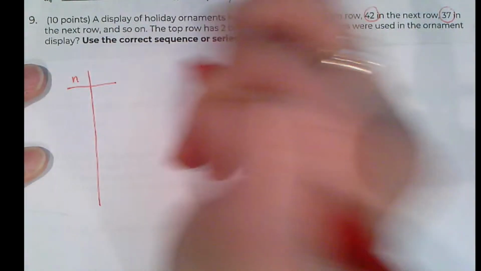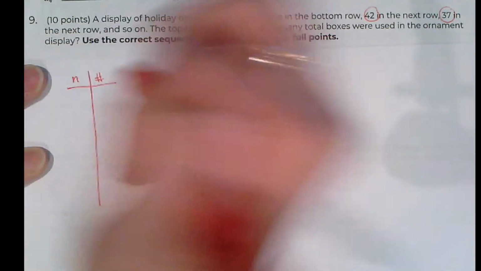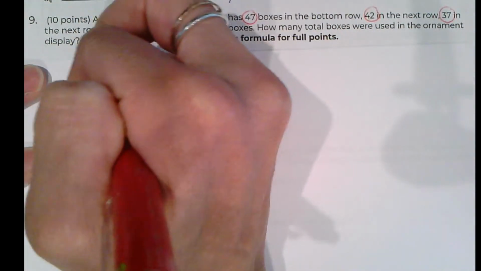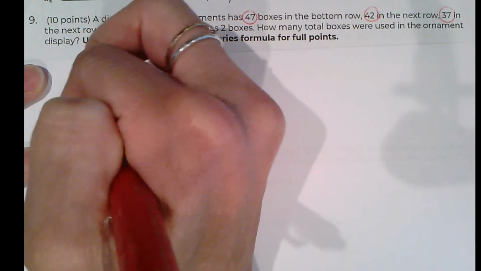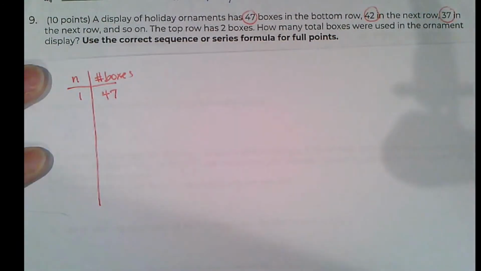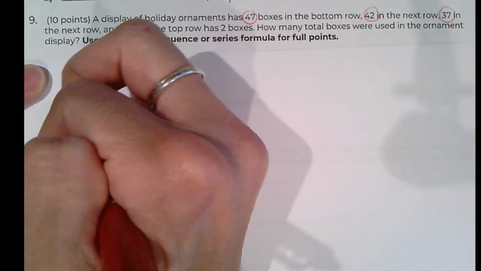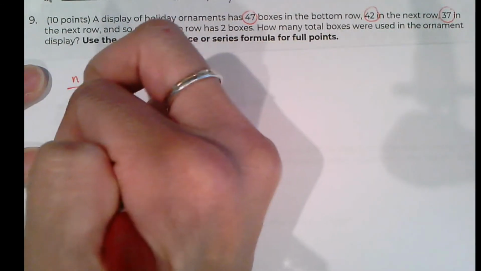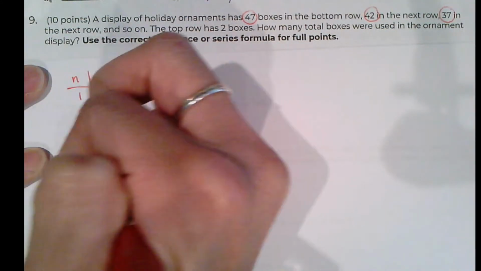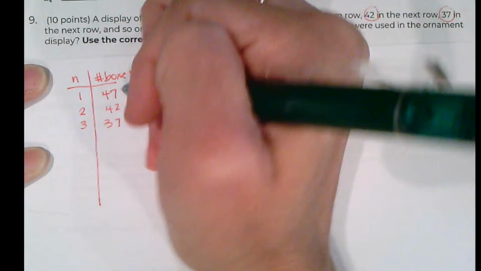So this is going to be the row. This is going to be the number of boxes. I'm just going to start with the first one being 47. I could start the other way around, but this is just the way I'm going to do it. 2 is then 42. 3 is 37. And we can see right away our pattern.